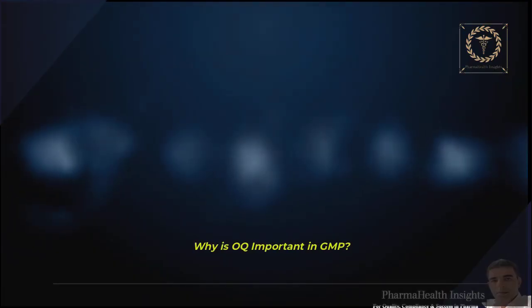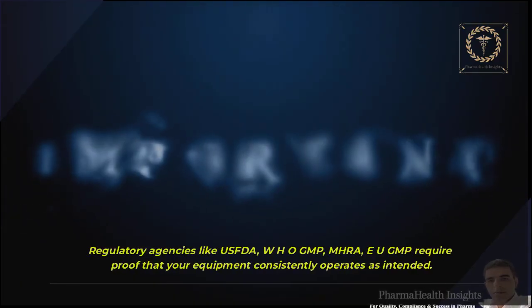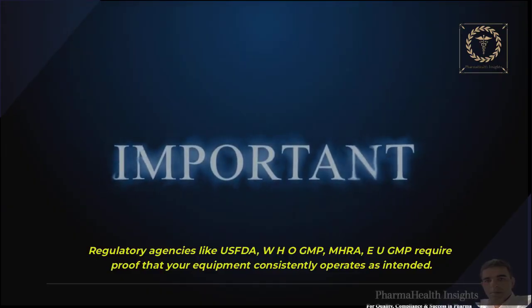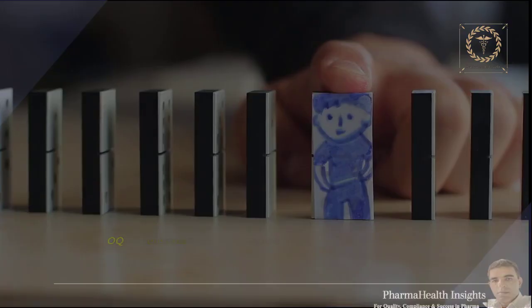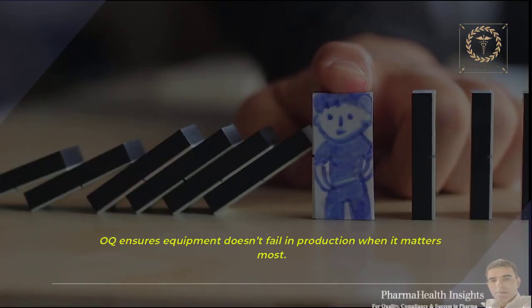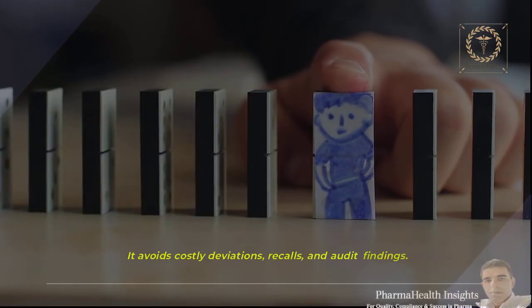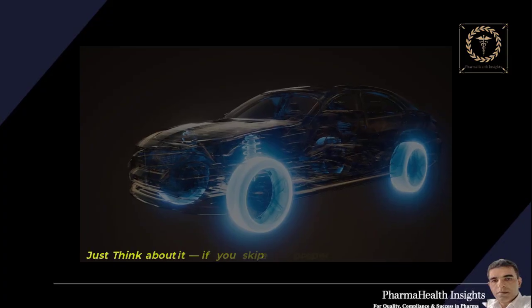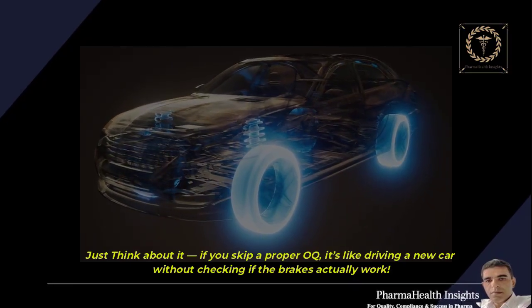Why is OQ important in GMP? Regulatory agencies like USFDA, WHO GMP, MHRA, AU GMP require proof that your equipment consistently operates as intended. OQ ensures equipment doesn't fail in production when it matters most. It mitigates operational risks before product runs begin. It avoids costly deviations, recalls, and audit findings. Just think about it, if you skip a proper OQ, it's like driving a new car without checking if the brakes actually work.